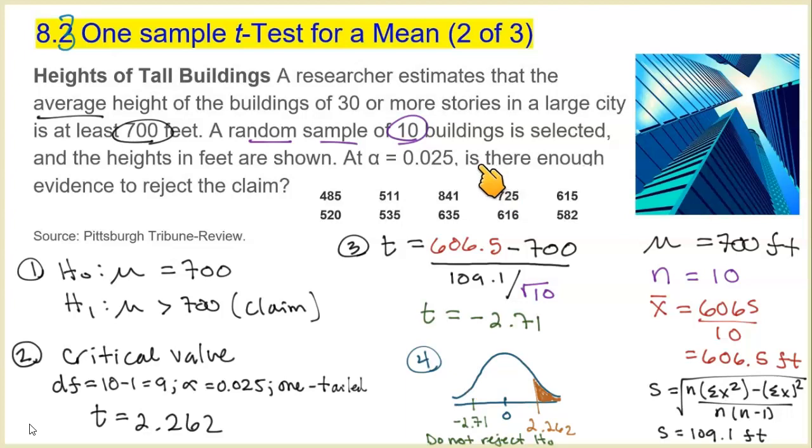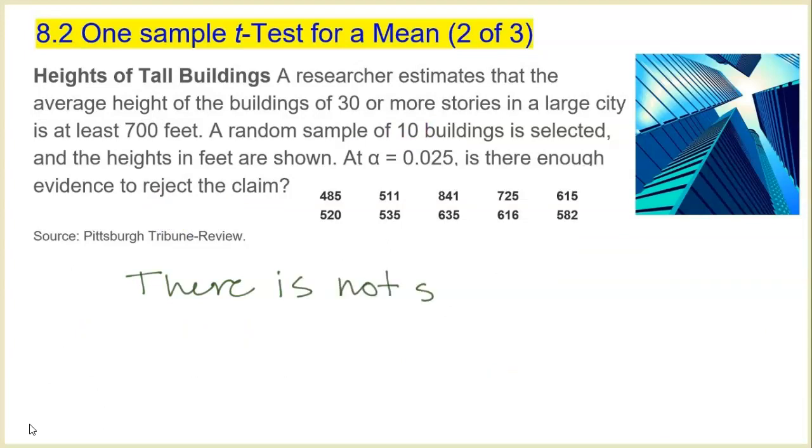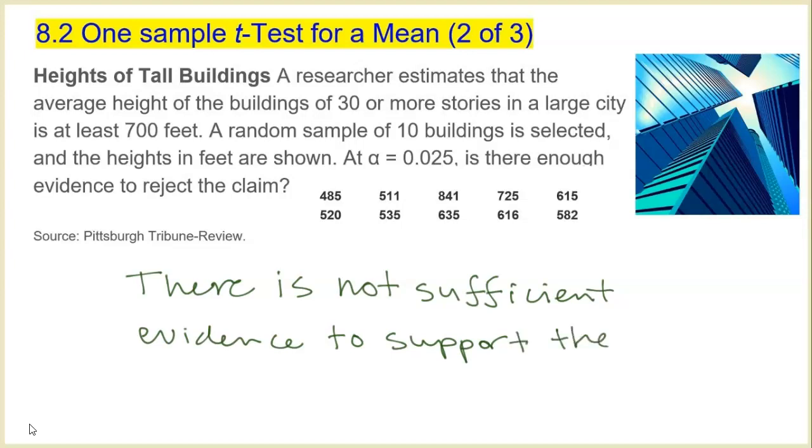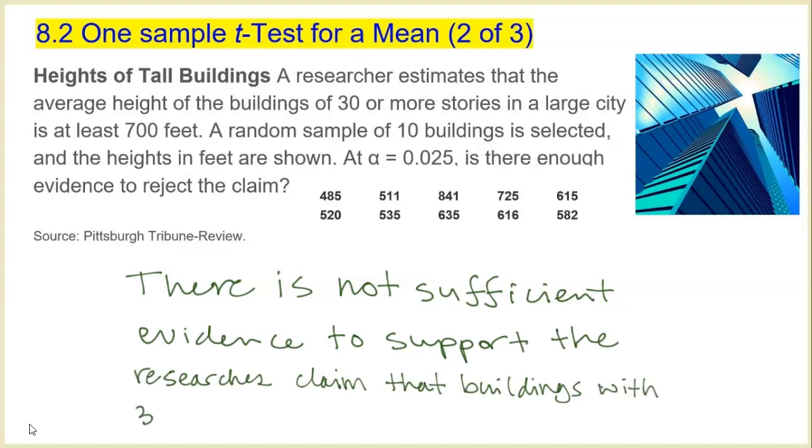So the question, is there enough evidence to reject the claim? Well, since we do not reject the null hypothesis, so essentially there is no difference in the mean height of buildings 30 stories or more, then yes, there is enough evidence to reject this claim that the mean height is greater than 700. So we could say there is not sufficient evidence to support the researcher's claim that buildings with 30 or more stories are at least 700 feet tall.